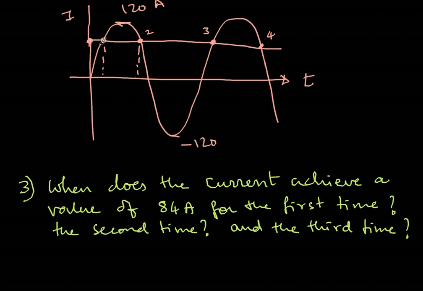How to know this time is what we want to see now. So as you know, this is 10 milliseconds. This is 20 milliseconds. So 20 milliseconds covers one cycle. This is time in milliseconds.